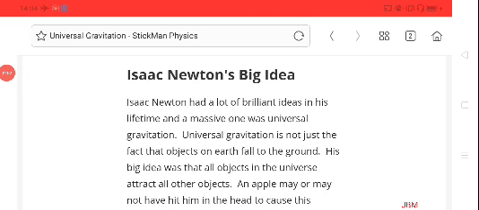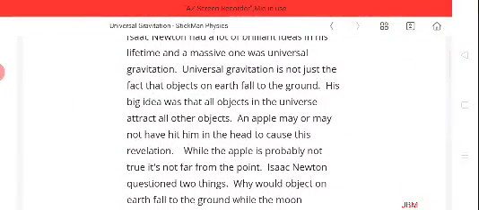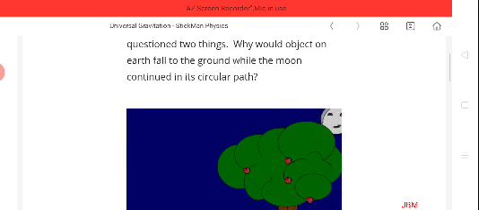Isaac Newton's big idea. Isaac Newton had a lot of brilliant ideas in his lifetime, and a massive one was universal gravitation. Universal gravitation is not just the fact that objects on Earth fall to the ground. His big idea was that all objects in the universe attract all other objects. An apple may or may not have hit him in the head to cause this revelation. While the apple is probably not true, it's not far from the point. Isaac Newton questioned two things. Why would an object on Earth fall to the ground while the moon continued in its circular path?